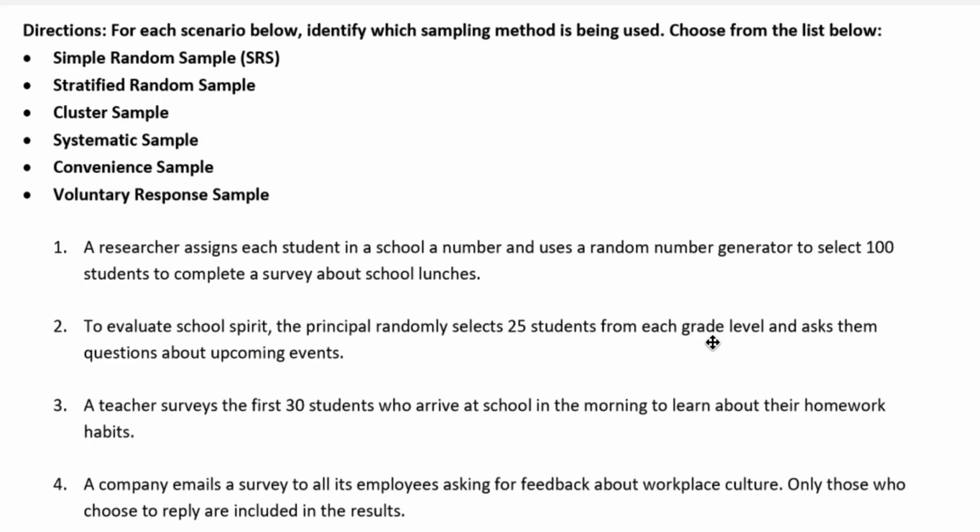Third, a teacher surveys the first 30 students who arrive at school in the morning to learn about their homework habits. So this will be a convenience sample. It will be convenient to the experimenter, for the teacher, but it will lead to bias.